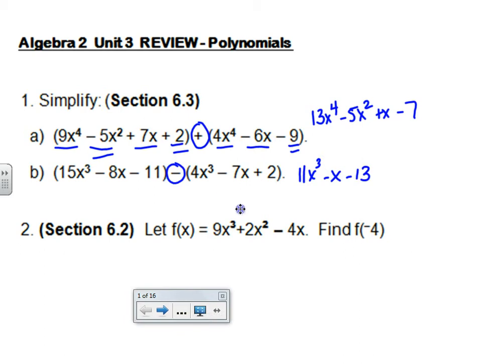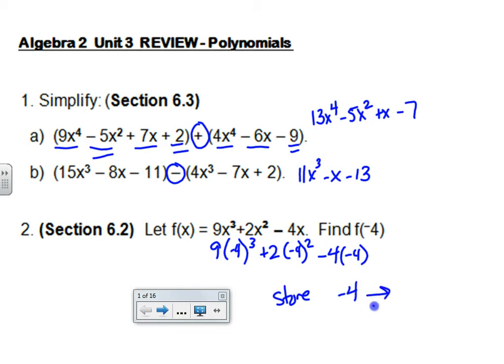For number 2, we're going to evaluate the function. You could either just on your calculator substitute in a negative 4 for all your x's. Just be careful that you use parentheses. The other option is you can store it on your calculator by first typing in negative 4 and then hitting the STO button above the on button and then typing in x, and then you'll just be able to type in the original expression exactly how it looks on your paper. So when you do that, either way, you get a negative 528 on your calculator.